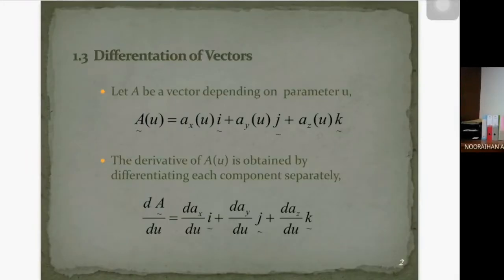Differentiation of vectors. Let A be a vector depending on parameter u. This is vector A with parameter u. So you have Ax(u) i, Ay(u) j, and Az(u) k. So how to differentiate this vector? Okay, you can obtain the derivative of A(u) by differentiating each component separately.